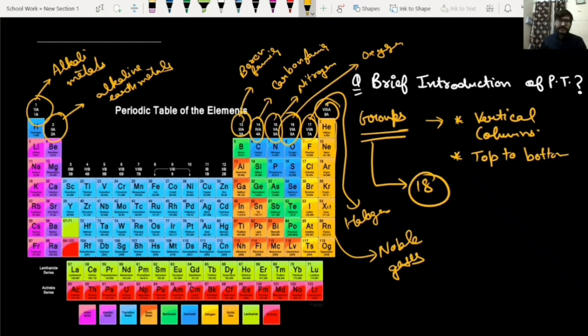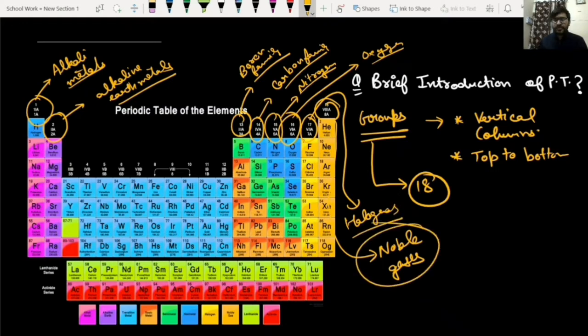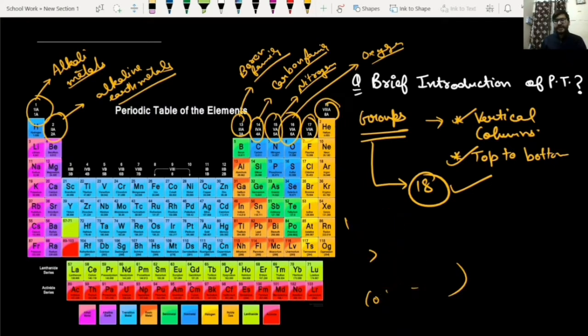So you must all remember this. Group number 1 is alkali metal, group number 2 is alkaline earth, group number 13 is boron family, group number 14 is carbon family, 15 is nitrogen family, 16 oxygen, 17 is halogens, and 18 is known as noble gases, and the other name is inert gases. So the point to remember is that groups are vertical columns arranged top to bottom. There are total 18 groups. So you must remember all these points. In the next part we will deal with periods.